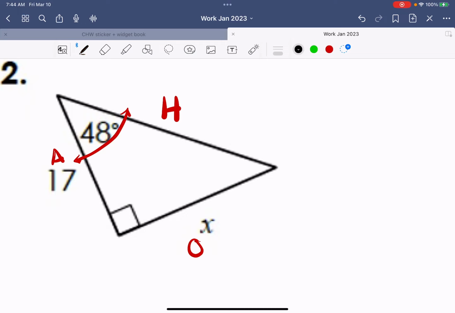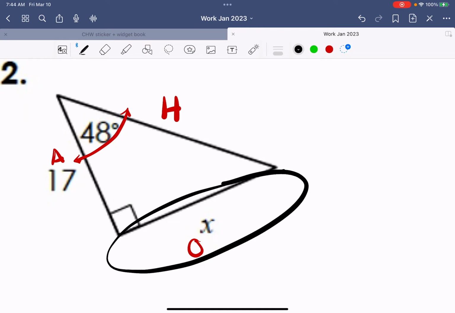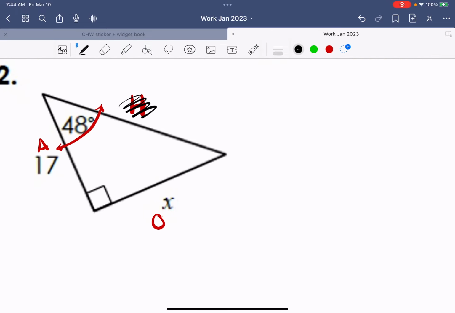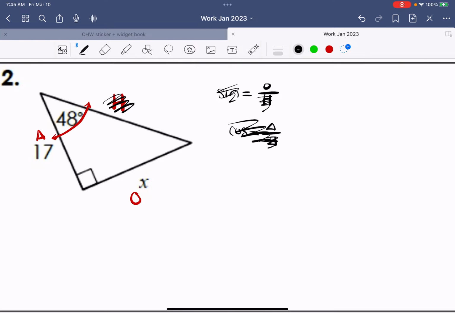You are going to cross out the outside that is empty or blank. We need to find this answer, so we need that one. We have the 17, so we need it. The one that we don't need is H. That's the one that we're crossing out. So because we crossed out the H, again, sin is OH. Well, we crossed out the H, so we can't use sin. Cosine is AH. Again, we crossed out the H, so we can't use cos. So this problem is tan.